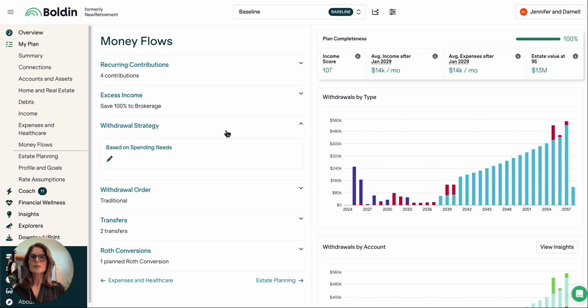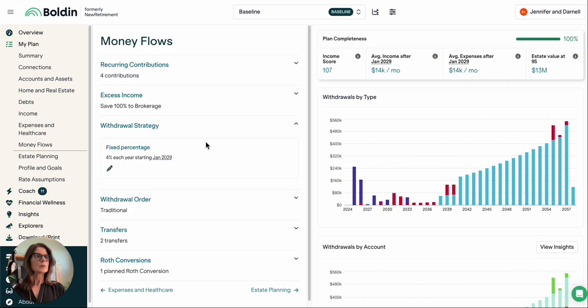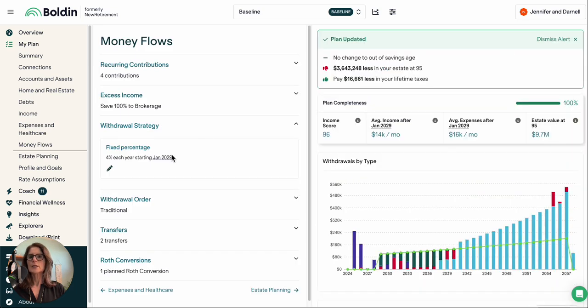The next section is withdrawal strategies, and Boldin's 3 withdrawal strategies are available to Planner Plus members. The default based on spending needs withdrawal strategy will withdraw only enough to fund the expenses in your plan. The fixed percentage withdrawals strategy includes annual inflationary increases. Note that this strategy does not override your spending, so there may be years when withdrawals exceed the fixed percent. And if the fixed percent withdrawals are higher than your spending, you may run out of money sooner under this strategy.